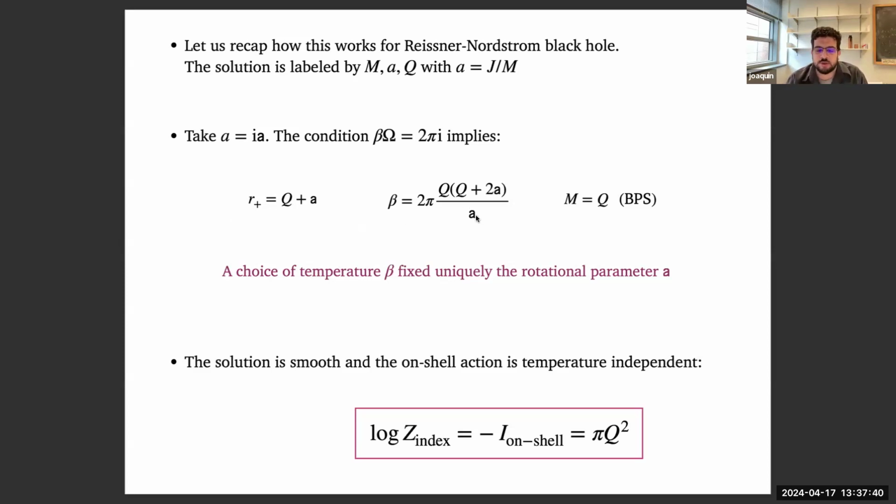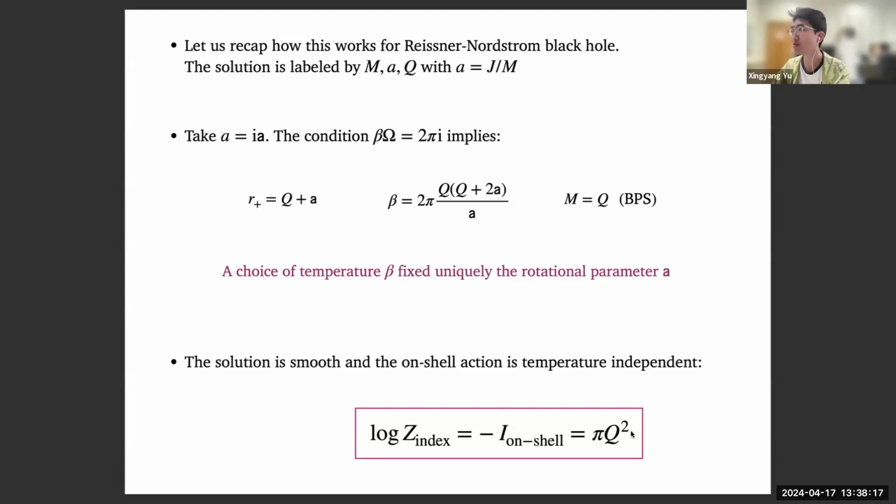temperature is fixed in terms of the rotational parameter. Well, not fixed. I mean, for a choice of temperature, there will be a unique value of the rotational parameter. So you'll find a unique solution. The solution will be smooth because the size of the horizon is large. And the on-shell action given by pi q squared, this is the type of formula that would reproduce. This is for Reissner-Nordström, so there are more bells and whistles in Strominger-Vafa, but this is the type of formula that they will match to the weak coupling string theory calculation of the index.